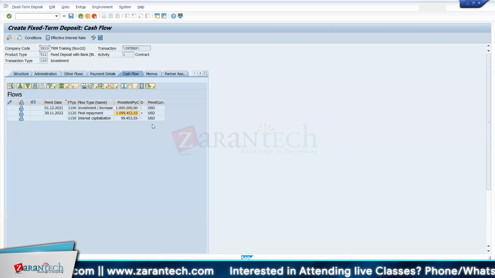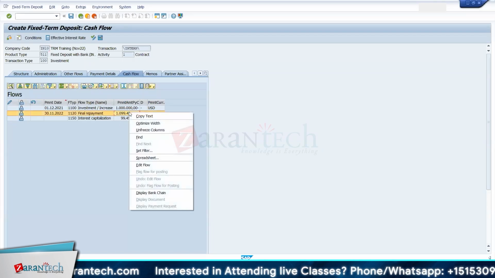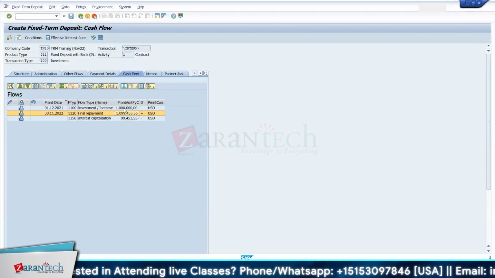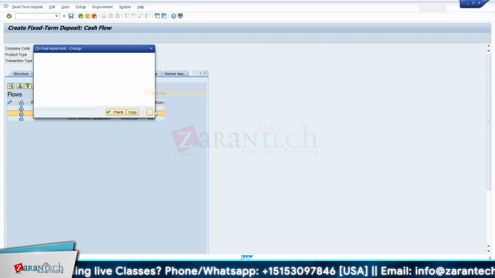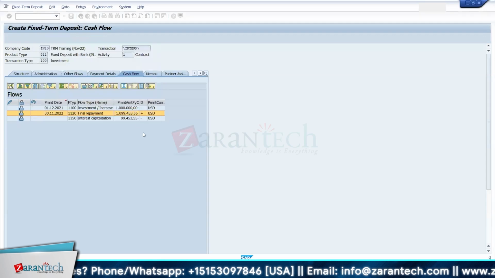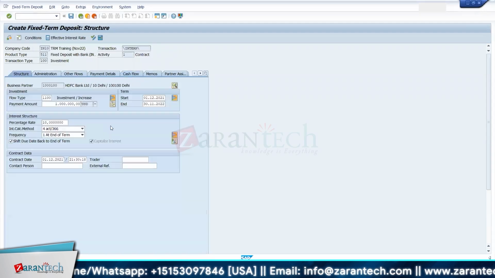Sometimes it happens that the bank will give you a different amount. Here you can edit that as well. So if you double click here, edit flow, you can change this amount as well. Okay, so we will do all those changes. So this is the basic.